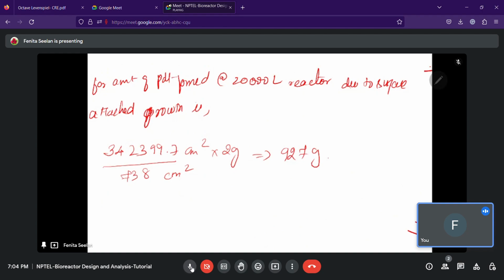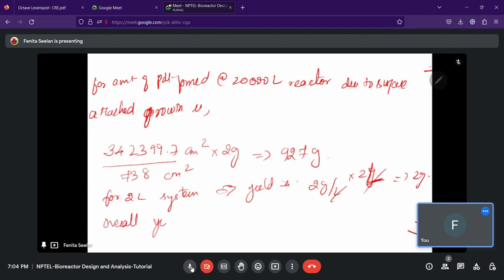So for a 2-liter system, yield is 2 gram per liter into your 2 liter reactor. So it was 4 gram. So the overall yield in your 20,000 liter reactor is how much?